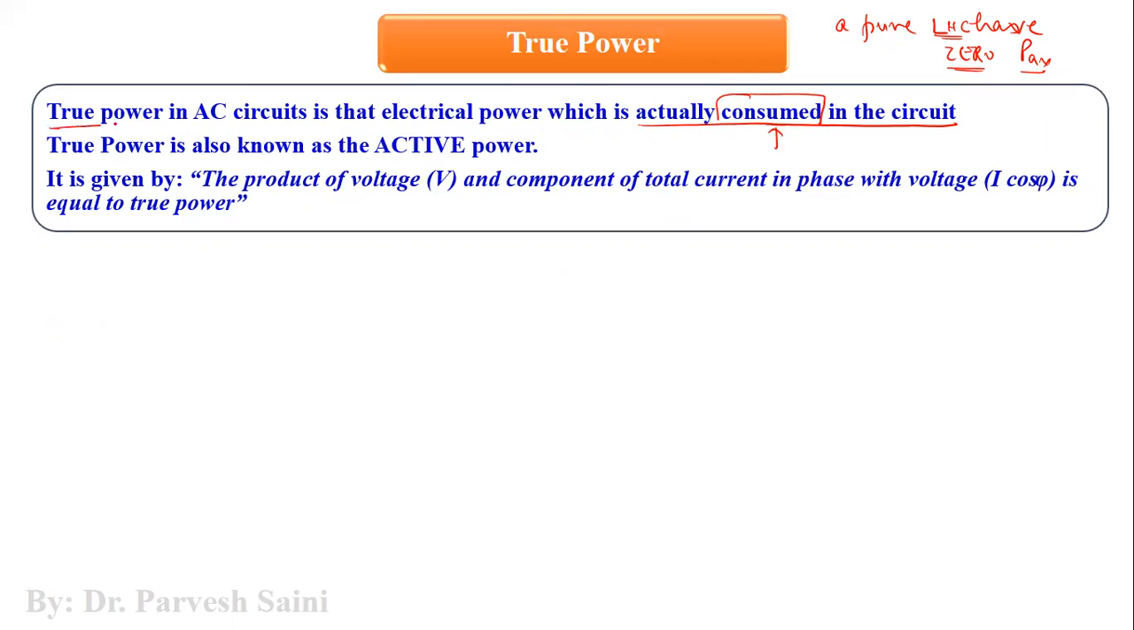So true power in the AC circuit is that electrical power which is actually consumed. The working of your fan, the working of your motor, the dissipation of the heat in the electrical system, the working of heater, TV, refrigerator, microwave is because of the true power. And that is why this power is also known as active power. Now it is expressed as the product of the voltage, which is the RMS value, and the component of the total current in phase with the voltage, and that component is I cos phi.